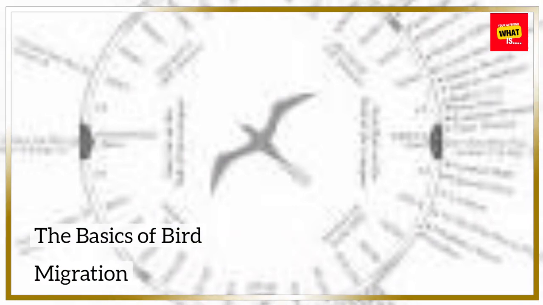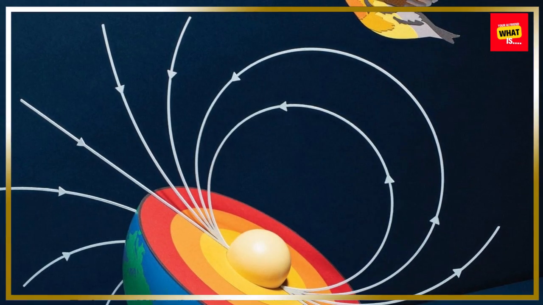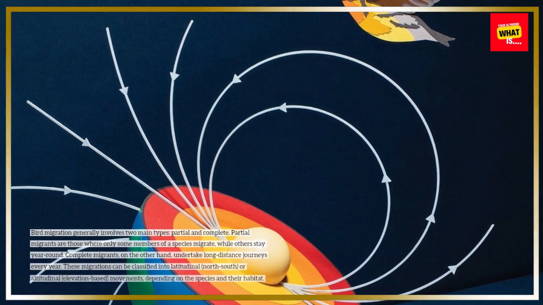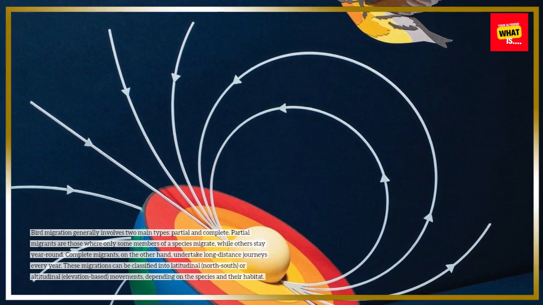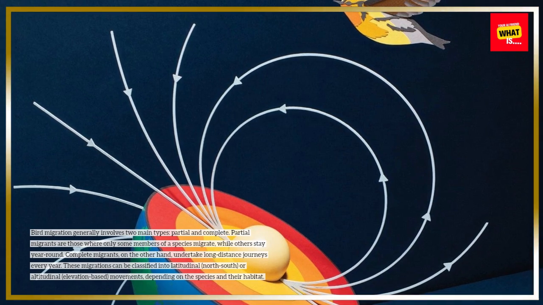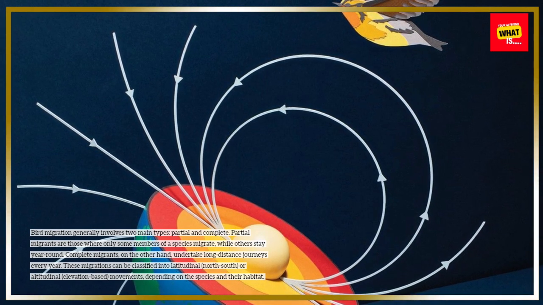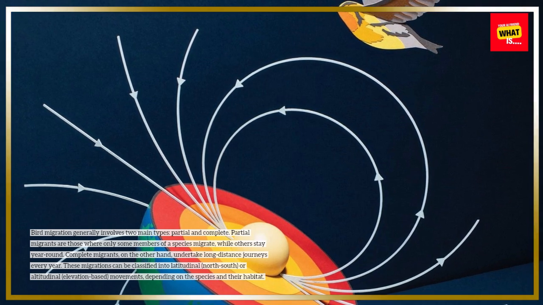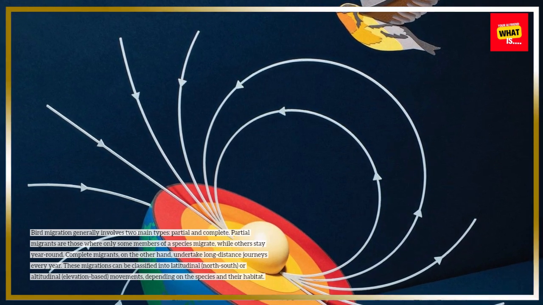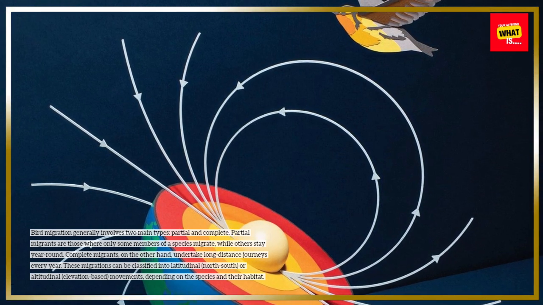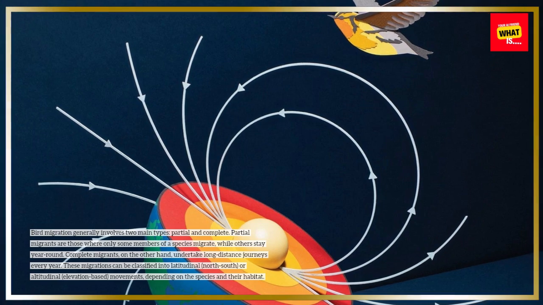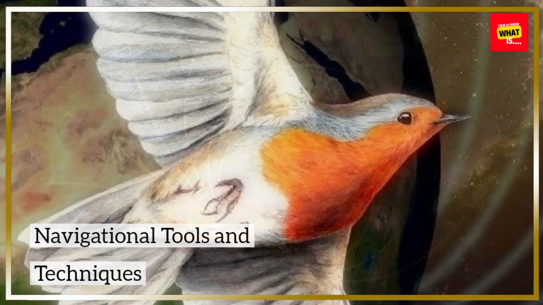The basics of bird migration. Bird migration generally involves two main types: partial and complete. Partial migrants are those where only some members of a species migrate, while others stay year-round. Complete migrants, on the other hand, undertake long-distance journeys every year. These migrations can be classified into latitudinal (north-south) or altitudinal (elevation-based) movements, depending on the species and their habitat.